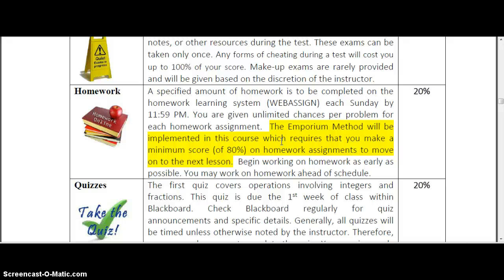You don't want to wait until Saturday and start your homework and you're struggling with the first section, and then you need help, but everybody else has turned their homework in, so they're not really paying attention to the problem solving forum. So you need to start on your homework early, and you need to make a minimum score of 80% to pass on to the next lesson, and it will block you from going on to the next lesson until you have mastered the previous lesson. Homework is worth 20% of your grade.